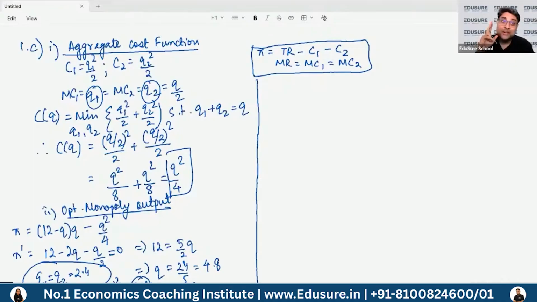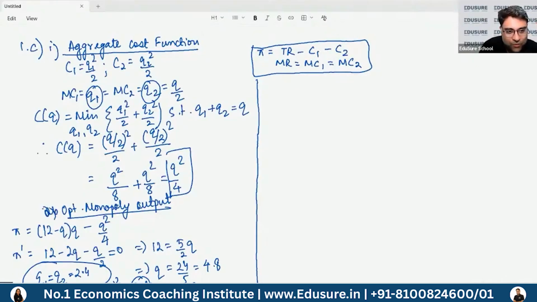Is it clear? How much was it coming to? 22 was coming in the first case, and 24 even if I exclude the fixed cost. Because I am now able to produce in 2 different plants, my profit has also increased. Can all of you appreciate this? Can all of you see this? If you can, please type C in the chat box. It's a very interesting question.